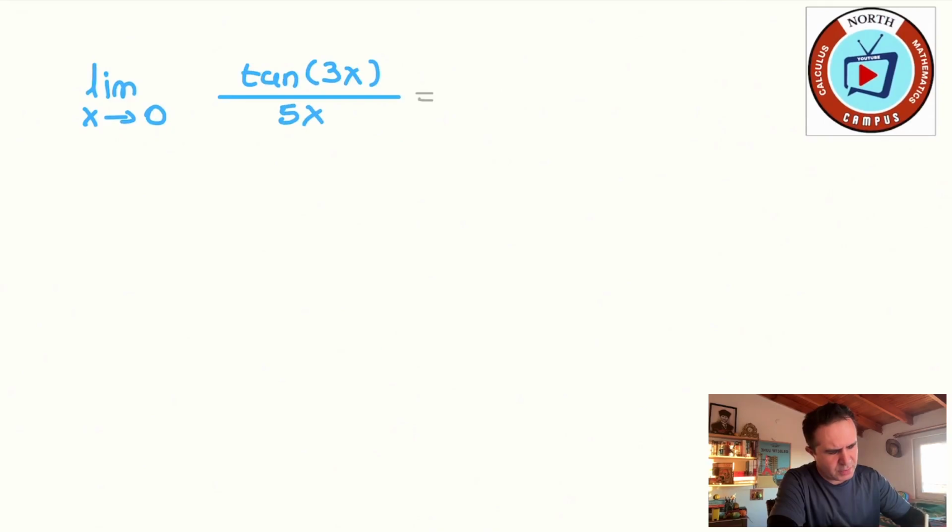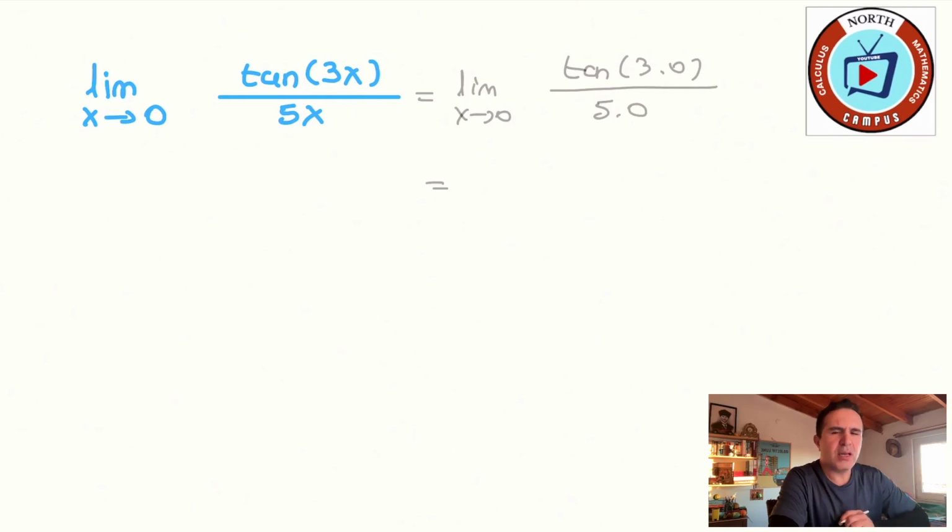This will be equal to the limit as x approaches 0 of tangent 3 times 0 divided by 5 times 0, and this gives us tangent 0 is 0, then 5 times 0 is also 0, and we get 0 over 0, an indeterminate form. Because direct substitution gives us an indeterminate form, we need another approach to solve this problem.